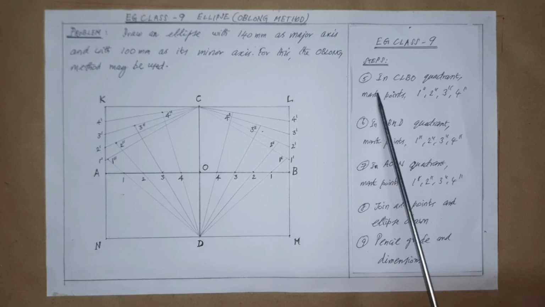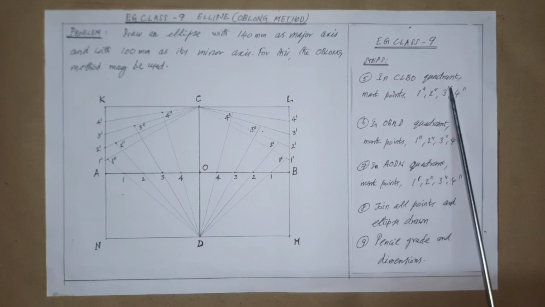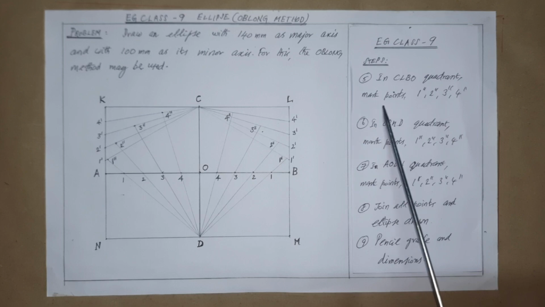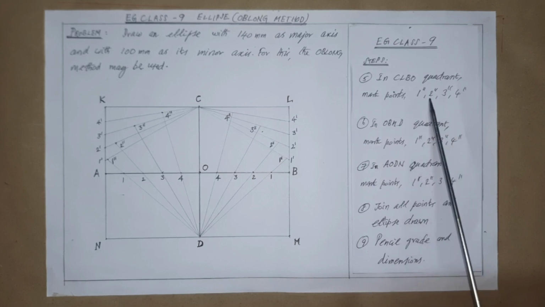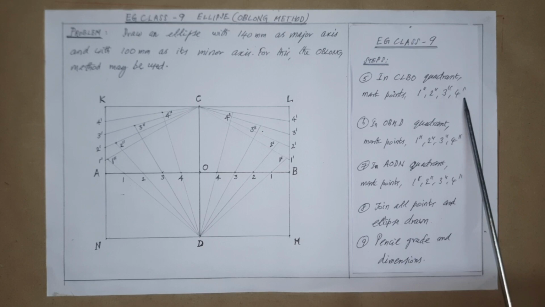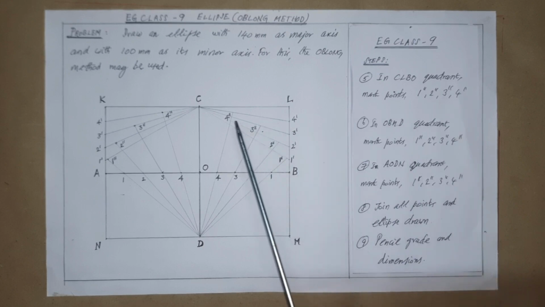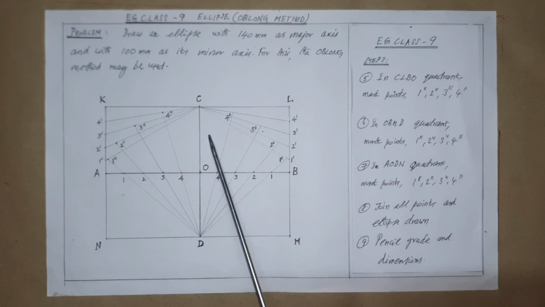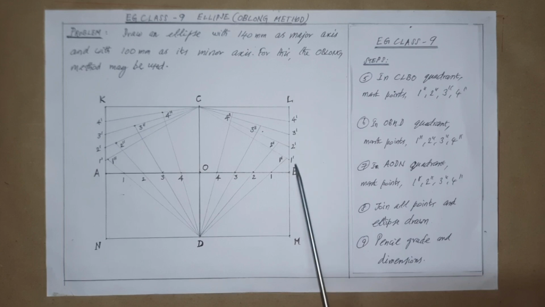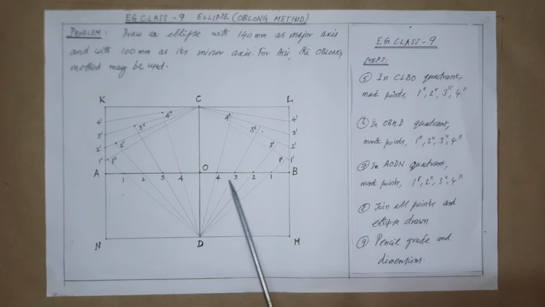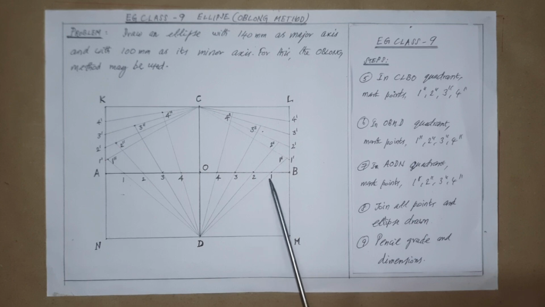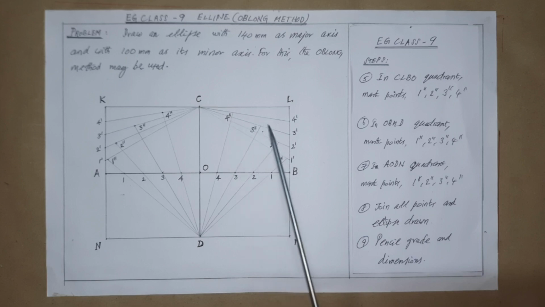Next, as per step 5, in CLBO quadrant, mark the points 1 double dash, 2 double dash, 3 double dash, 4 double dash. That is, similarly we have to draw in other quadrants. So in this CLBO, divide into 5 equal parts, each on OB and BL as done previously. Similar to previous quadrant, complete the joining and marking as shown.